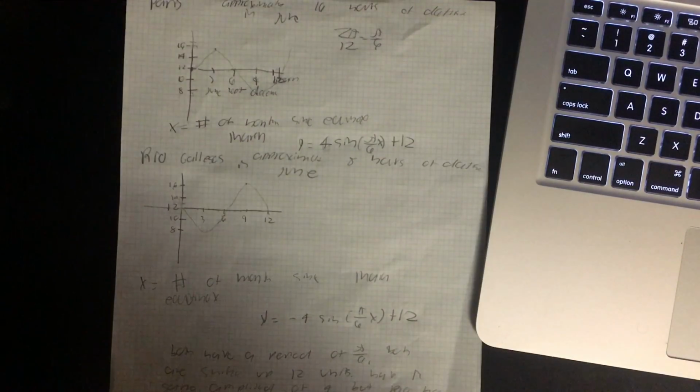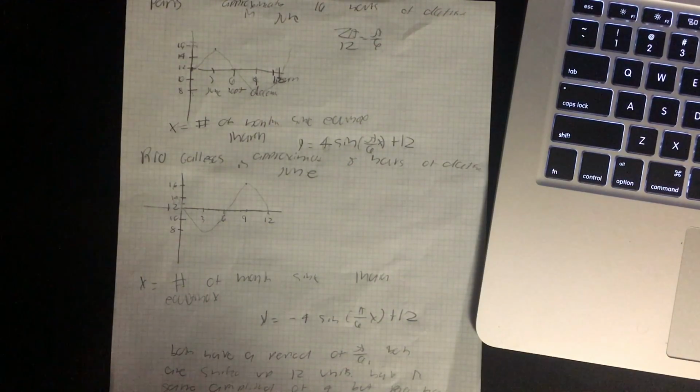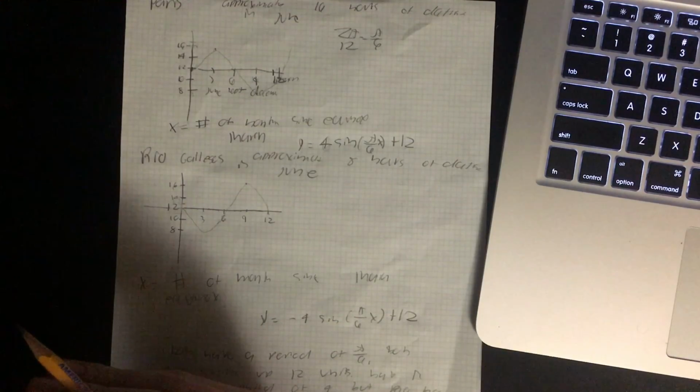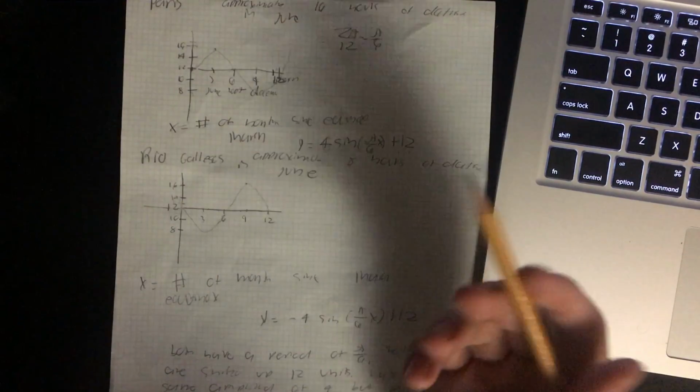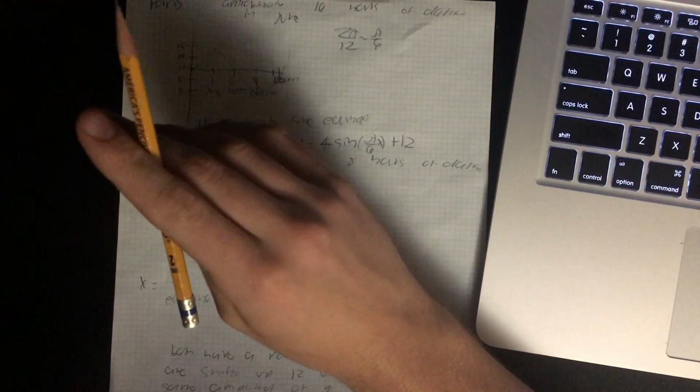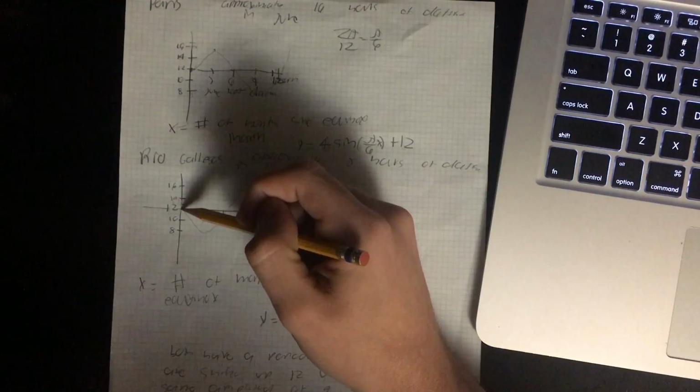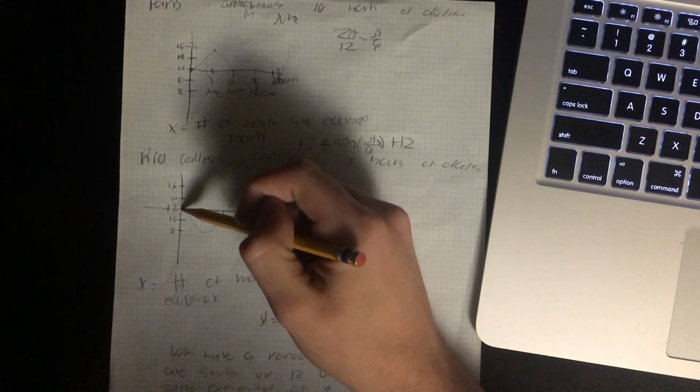For Rio Gallegos, we use the same process, but the summer solstice, the longest day of the year, is in December. The winter solstice, the shortest day, is in June. The equinoxes are the same in March and September. We can use the equation above because all the values are still the same. You still need to shift up 12 because we're still starting at the 12 hours of daylight.